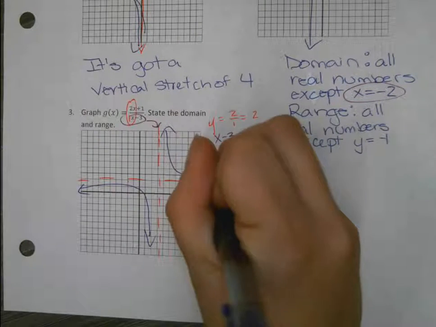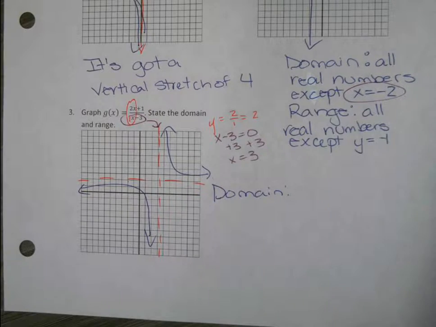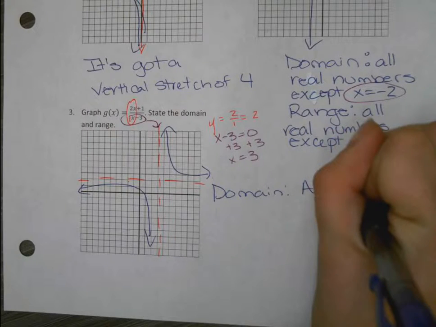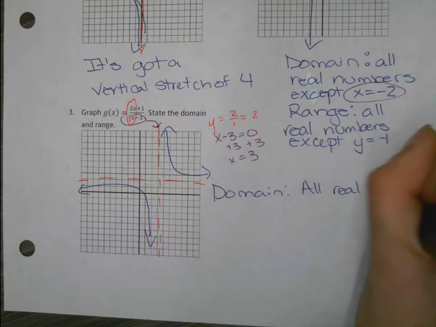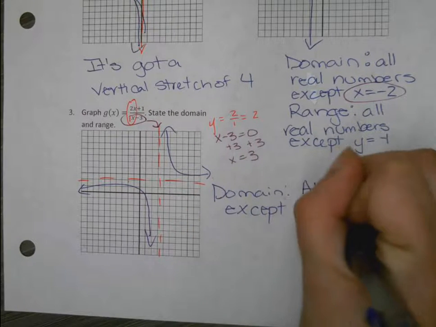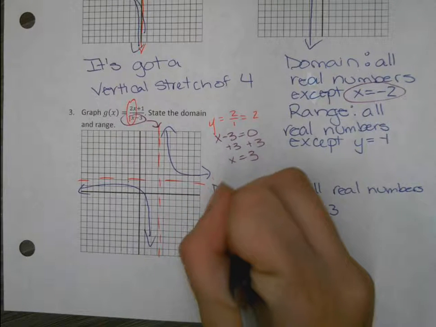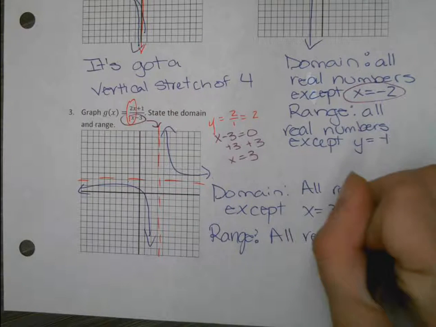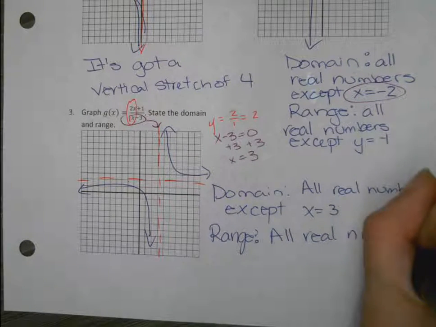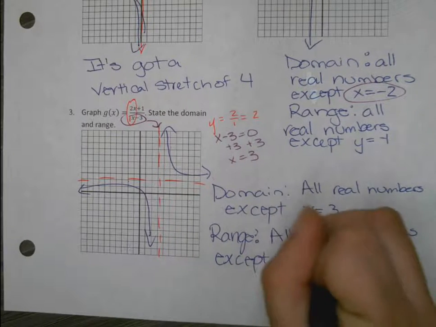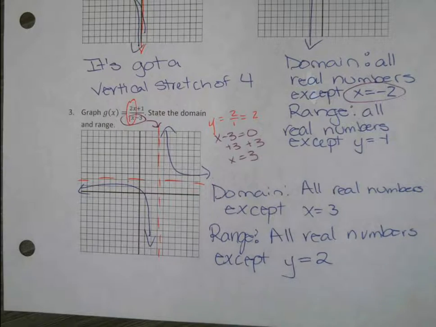So what is my domain on number 3? Positive 3. Yeah, because it's on the right side of the graph. And my range? Yep. Okay, so questions on number 3.